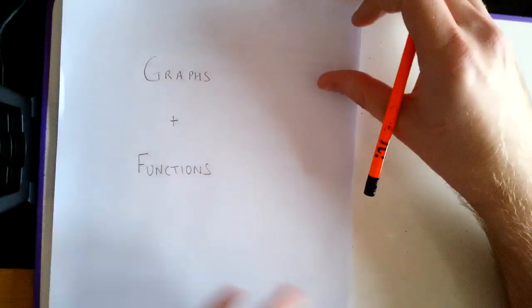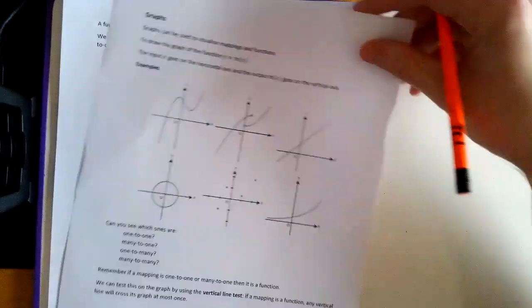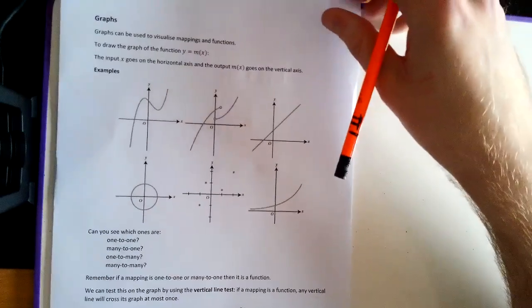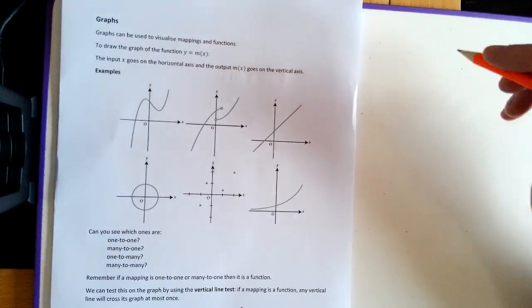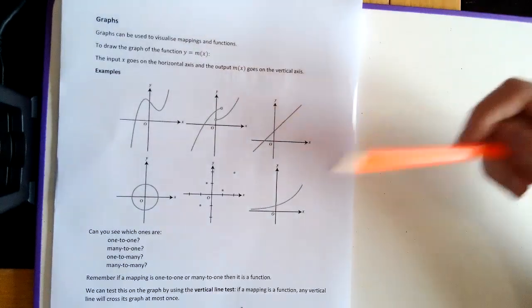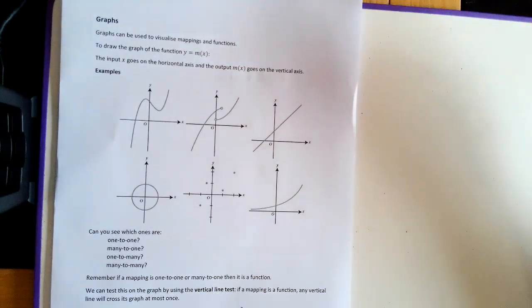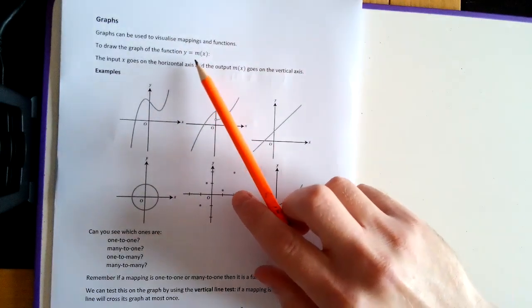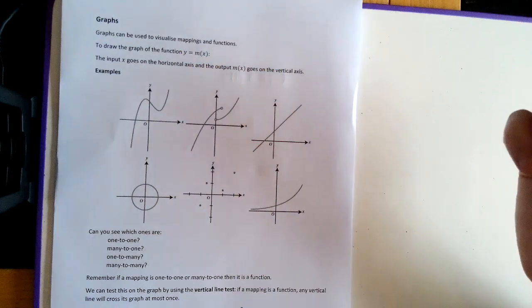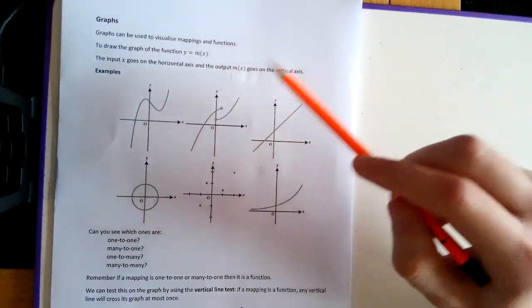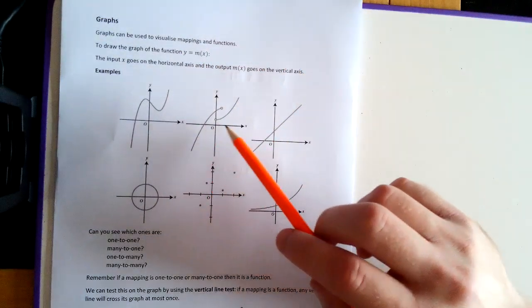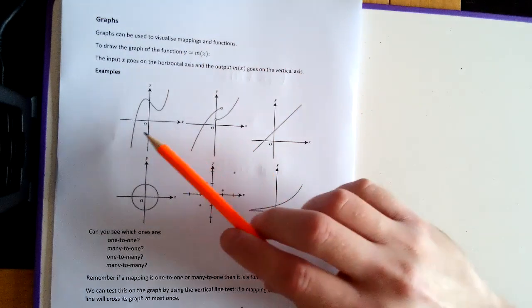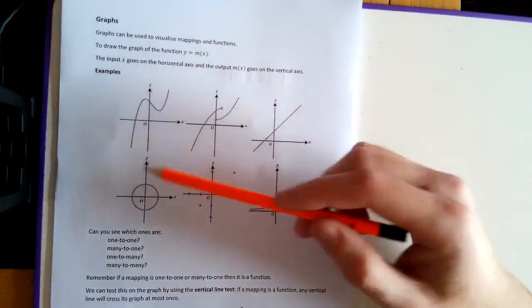Okay, so we're going to start off with, first of all, we know all our theory about mappings and functions. So we're going to, first of all, look at how we can draw graphs for them, because that's all a graph really is. A graph is just a mapping put on a set of axes. So we can use graphs to draw mappings of the form y equals mx. And in order to draw that, we put the x, the input, on the x-axis, and we put the output of the mapping on the y-axis.